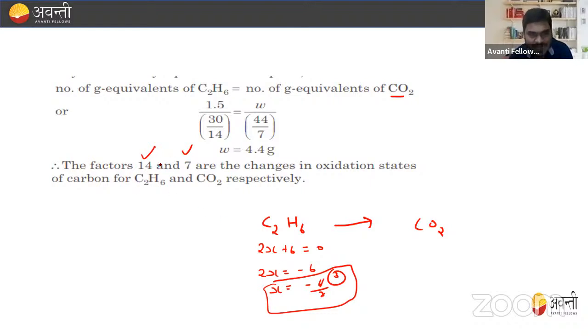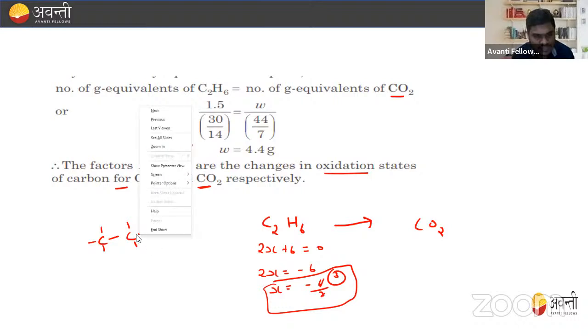Now the factors 14 and 7 are the change in the oxidation state of carbon from C2H6 to CO2. So how does the oxidation state change, beta? Can you guess how the oxidation state changes, and how the n-factor comes into the picture? Let me explain with the example. Now in C2H6, carbon is in CH3, this one, and CH3, this one again, right?